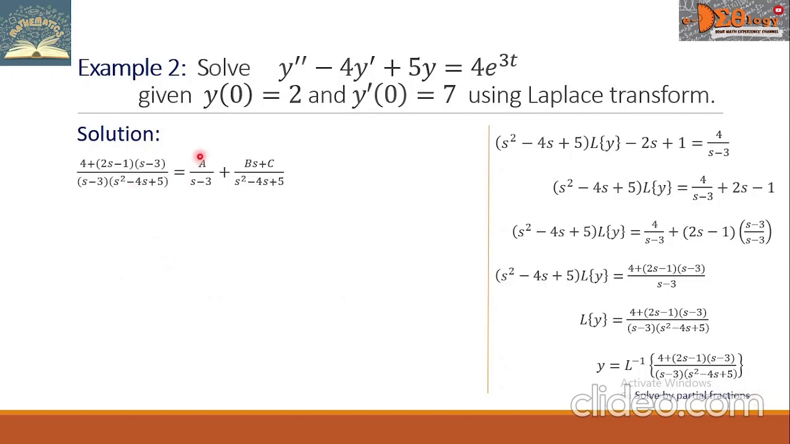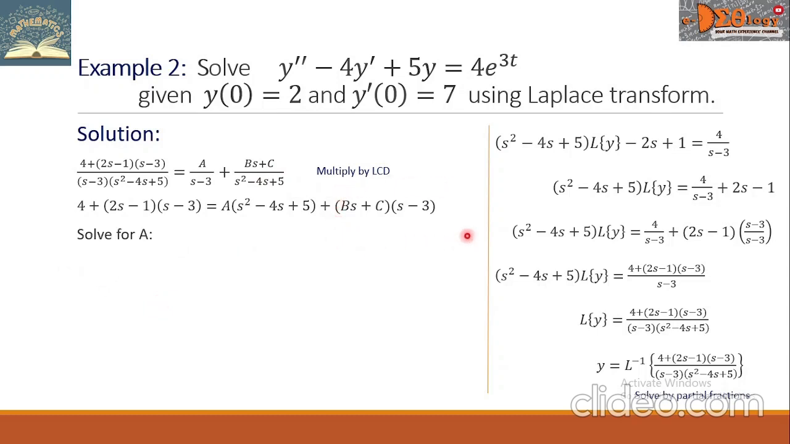This is now equal to a over s minus 3 plus bs plus c all over s squared minus 4s plus 5. Let us solve now for the values a, b, and c respectively. Now let us multiply by LCD. We understand that the LCD here is the denominator of the fraction in the left side. Multiplying now, we have this new equation. Now let us solve for a.